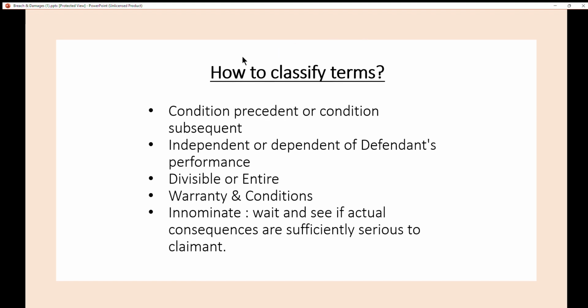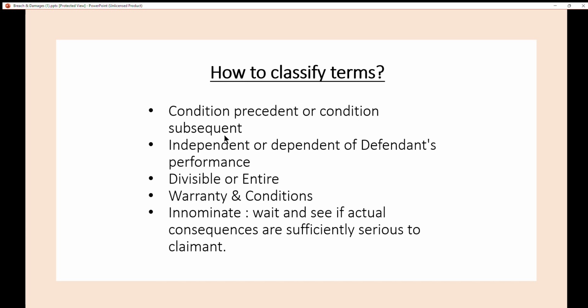So how to classify terms? You have to see whether it's a condition precedent or condition subsequent term. Condition precedent is something that must happen before the obligation arises. Condition subsequent is you must perform something in order for something to happen. With condition precedent you cannot blame him, because something hasn't happened yet, so he is not in breach of the term.